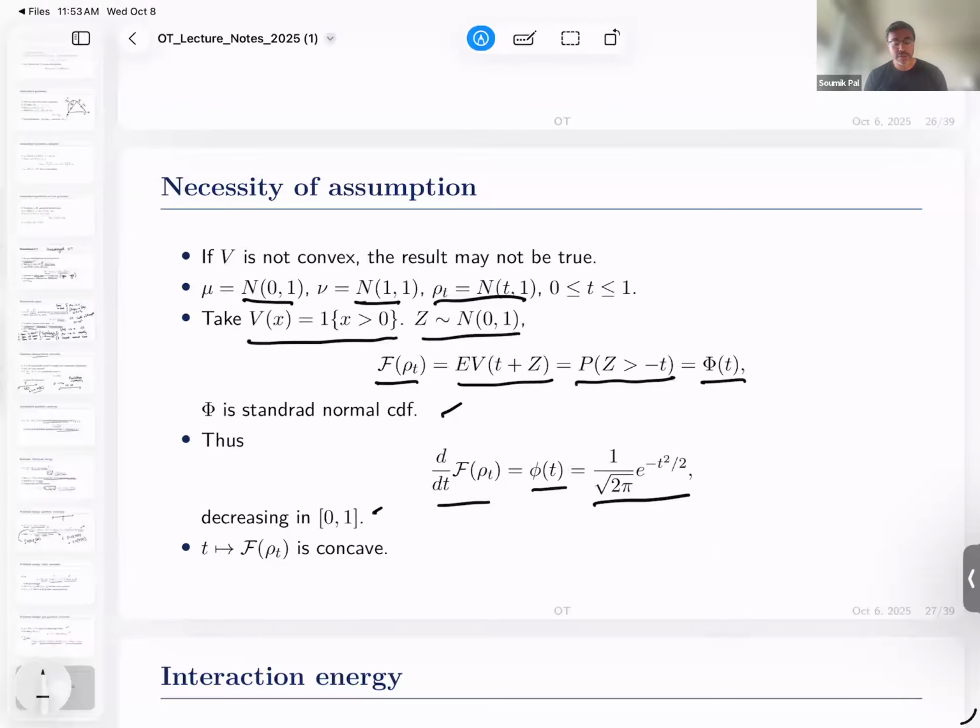But if this is a decreasing function, then this function cannot be convex. In fact, the function must be concave. And so this function, capital F, which I get from integrating the indicator of x positive, cannot be geodesically convex. I've just exhibited a geodesic over which this function is concave. Good. Does everybody understand this counterexample here? So we need some assumption on the potential, and the right assumption is that it must be convex.